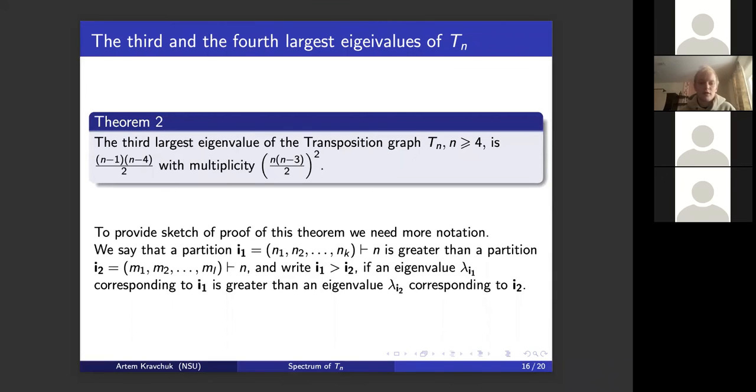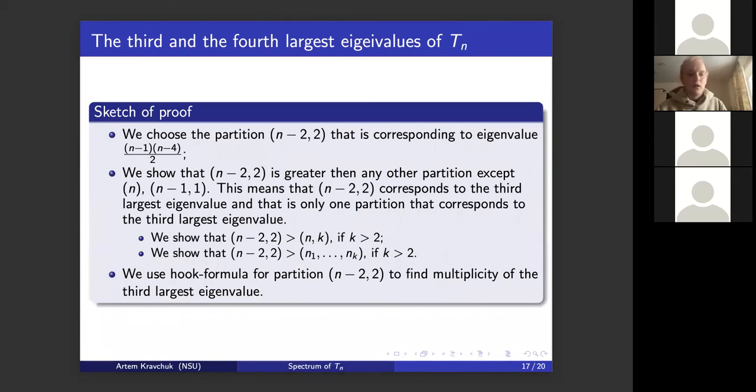We say that partition I1 is greater than partition I2, and we write I1 > I2, if the eigenvalue lambda I1 corresponding to I1 is greater than the eigenvalue lambda I2 corresponding to I2. Okay, and now a sketch of the proof of this theorem.